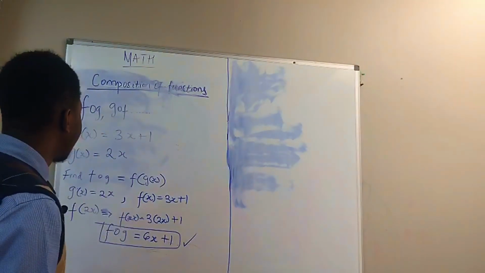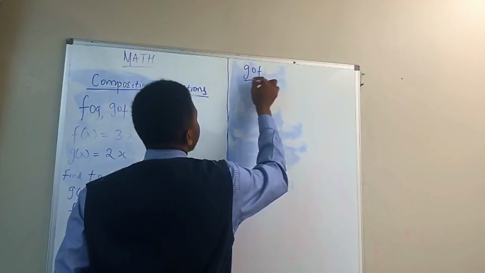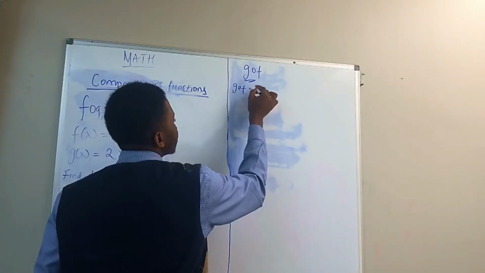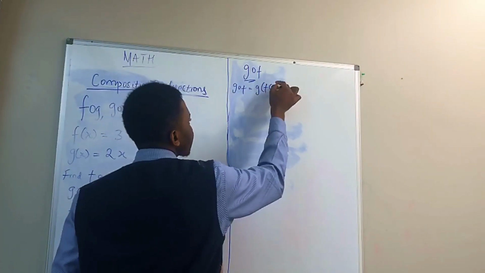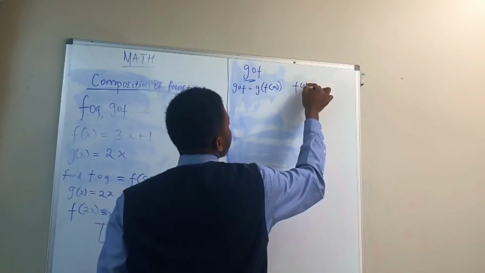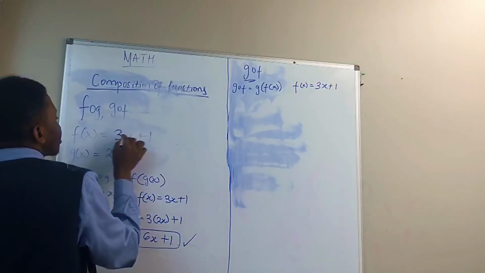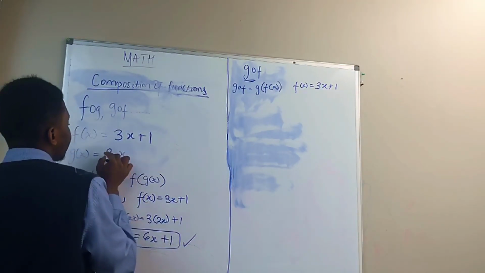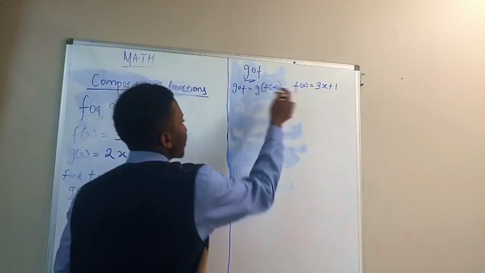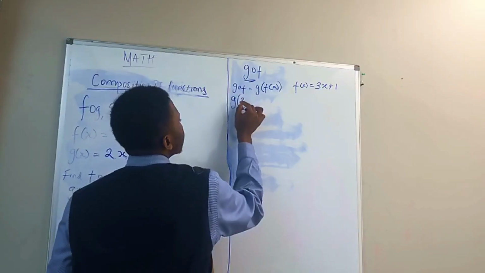So next, let's find g of f. Okay, g of f. So the same thing, but now the inverse. So g of f can be written as g of f of x. Okay, now if f of x is given to us as 3x plus 1, then g of f of x will be, you substitute the value for f of x into that. And so you have g of 3x plus 1.